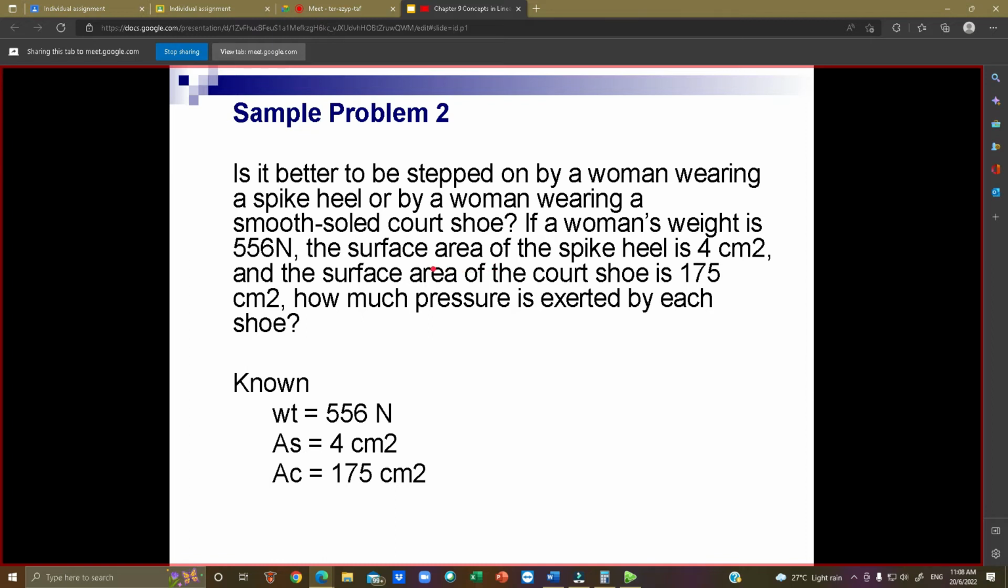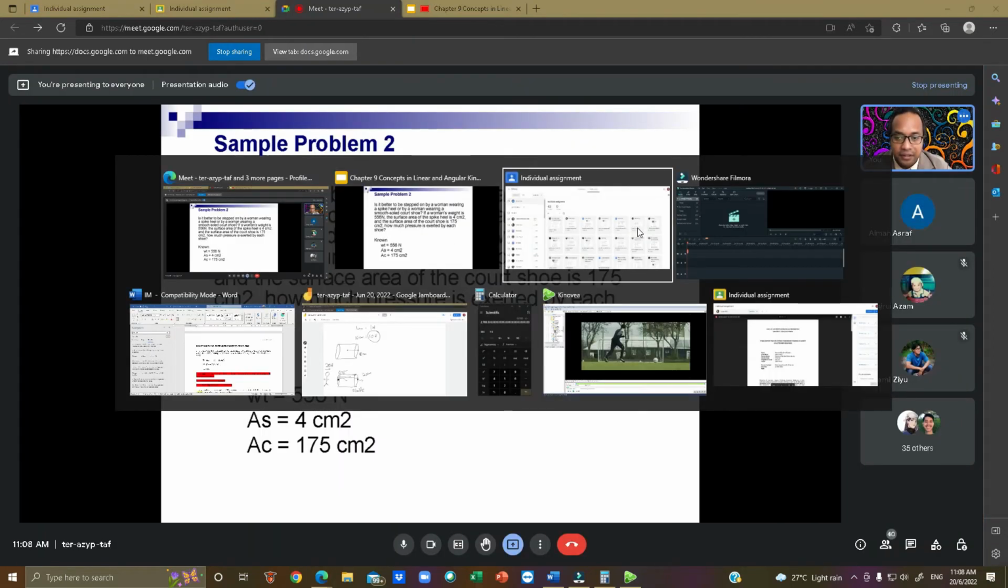Soalan dia, is it better to be stepped on by a woman wearing a spiked heel or a woman wearing a smooth sole court shoe? If a woman's weight, by weight, Newton. Kalau tulis mass, kg, and the face area of the spike is 4 cm square and the court shoe is 175. So, if we take a look at this question, the first impression is that baik kena pijak dengan benda kecil ni daripada kena pijak dengan benda besar kan. Now we try to use pressure. Okay, so let's see this one. This first example. Mana yang lagi tinggi pressure dia?